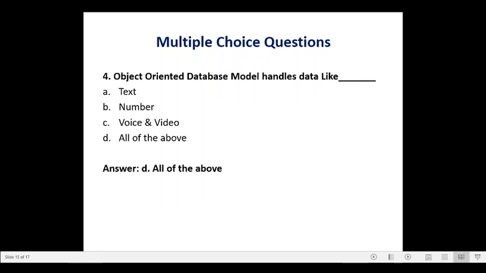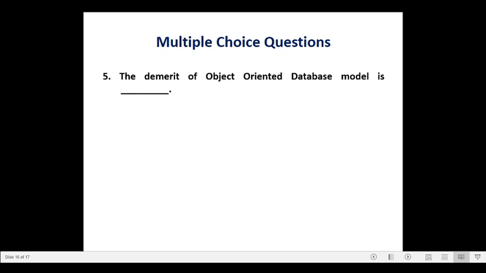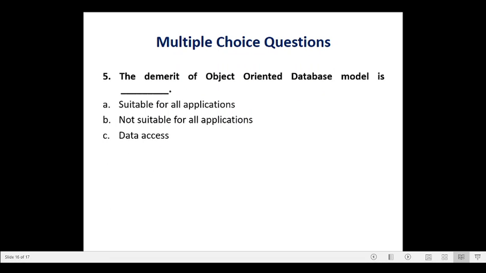Now let's move on to the last question. The demerit of an object-oriented database model is: suitable for all applications, not suitable for all applications, data access, and none of the above. The answer is none of the above.